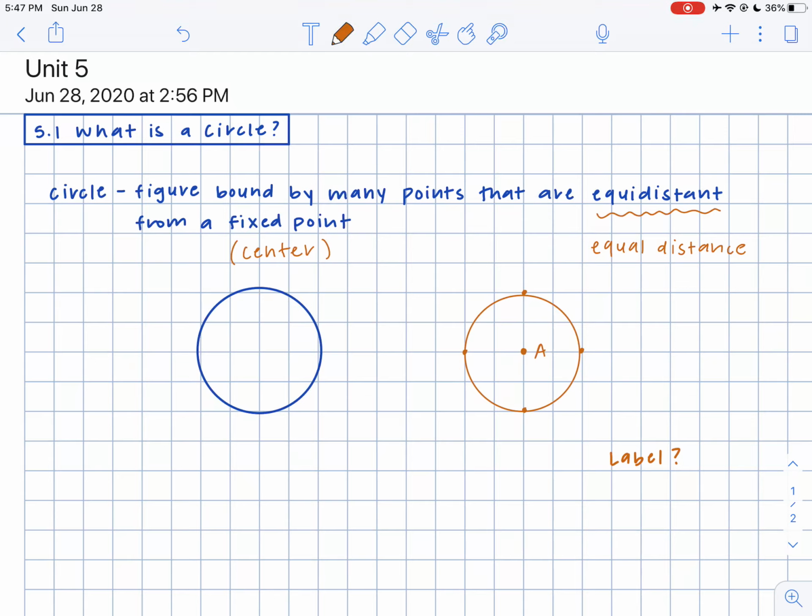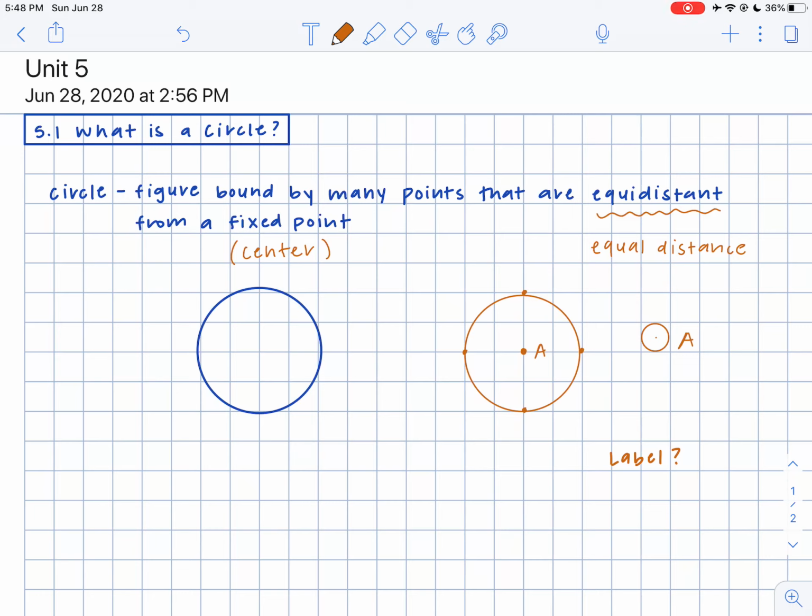Okay? Now, remember we talked about labeling rays, line segments, and lines. How do we label a circle? Well, we just draw a tiny circle with a dot in the middle, and then we would use the letter of the center. So this is A. So that's how you would label a circle. Remember when we labeled segments, we would just do AB or whatever the letters were. So that's how you label a circle.